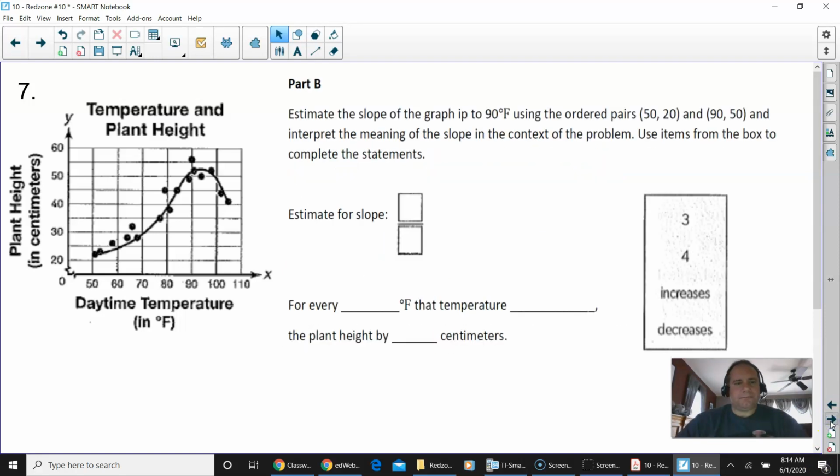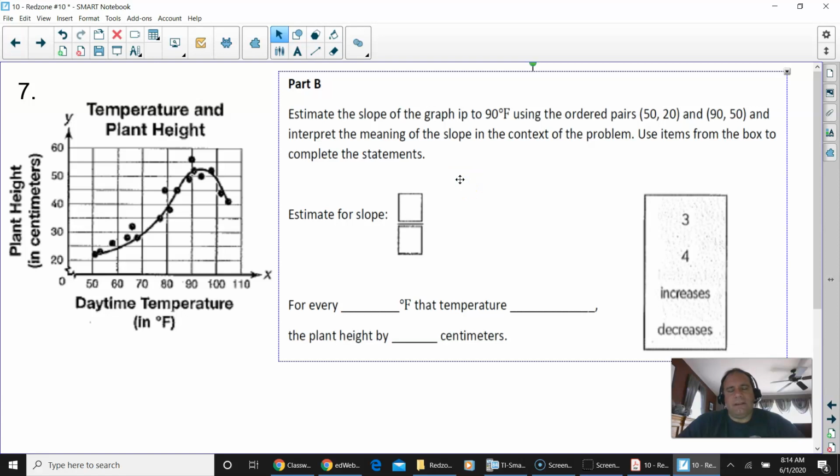So the last part, part B of this question: estimate the slope of the graph up to 90 degrees Fahrenheit. So they're saying up to that 90 degree mark, using the ordered pairs, they're giving you the ordered pairs. Interpret the meaning of the slope in the context of the problem. Use the items from the box to complete the statements below. And here's that box. So let's do the estimation for slope.